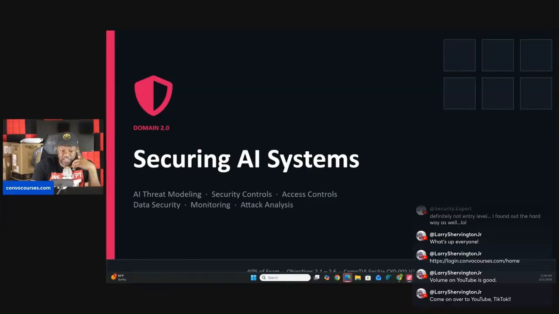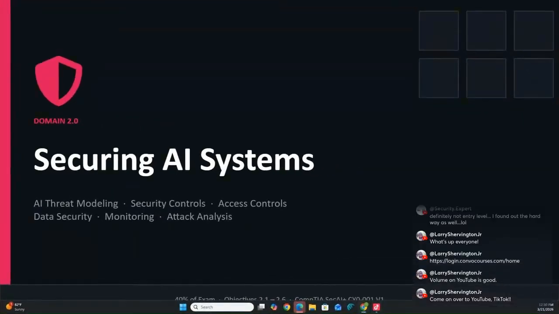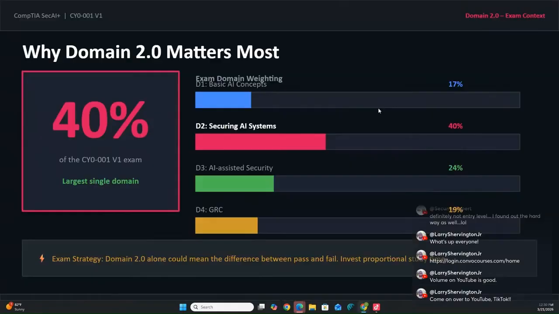Now we're going to talk about something that's a much larger percent of the test. As a matter of fact, this is about 40% of the test. This is securing AI systems, and we're going to be talking about AI threat modeling, security controls, and a whole bunch of other stuff. So the first domain is 17%, and then you've got AI assisted security, which is AI enabled devices and things like that. That's 24%. And you've got GRC. I'm looking forward to that one, but that one's only 19%.